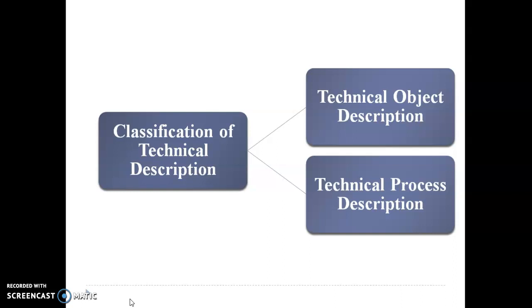But obviously there is a difference in the way of writing a technical object description and a technical process description. In this session, in the next slide, we will be discussing the description of a technical object. We will learn two things in it, that is, what should be the content and structure of writing a technical description of an object, and let's have a look at it. So there are different sections in this, and we have divided this description into different sections. So let's have a look at the first section.